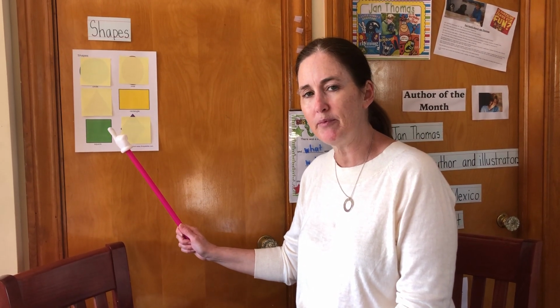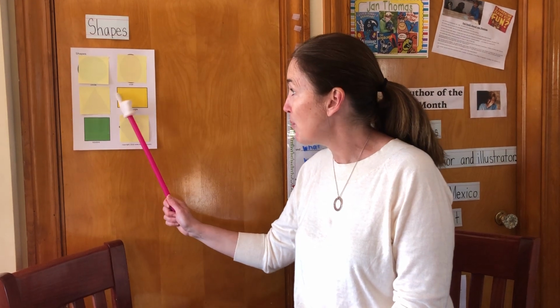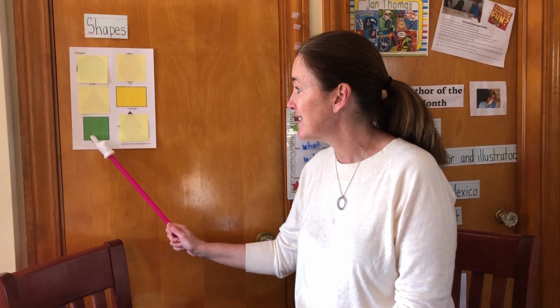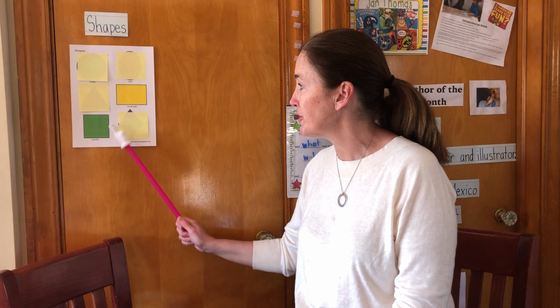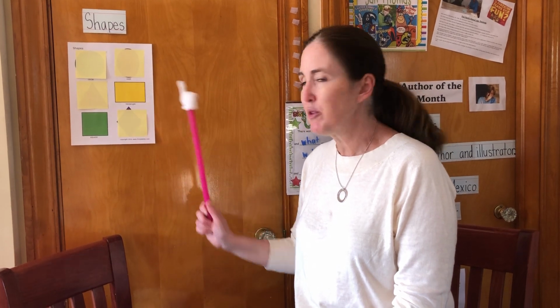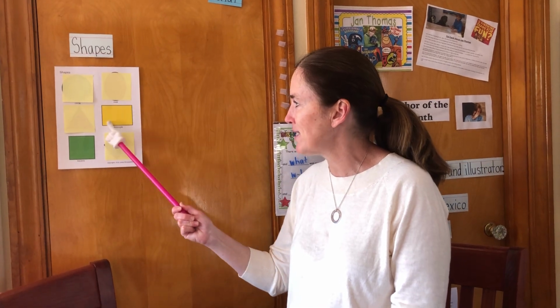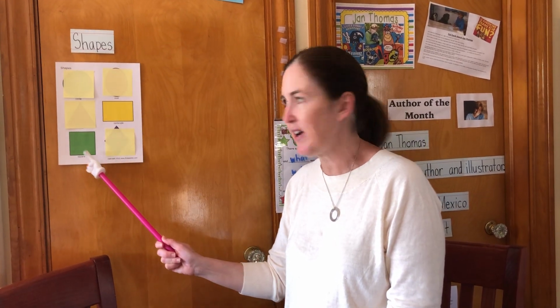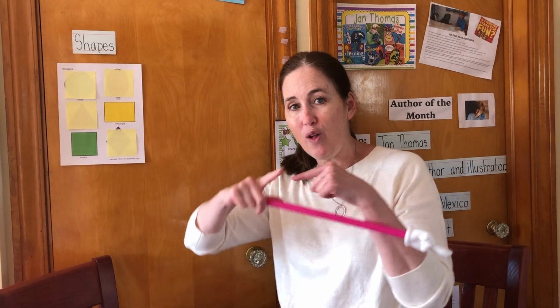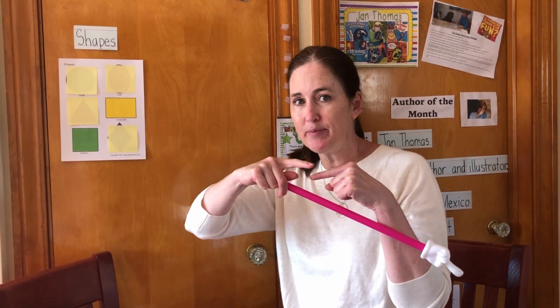What is the same about a square and a rectangle? Tell a grown-up. Yes, they both have 4 sides and 4 corners. But there's something different about a square and a rectangle. Can you see a difference? Tell a grown-up. Right, a rectangle has 2 long sides and a square has 4 sides that are all equal or the same.